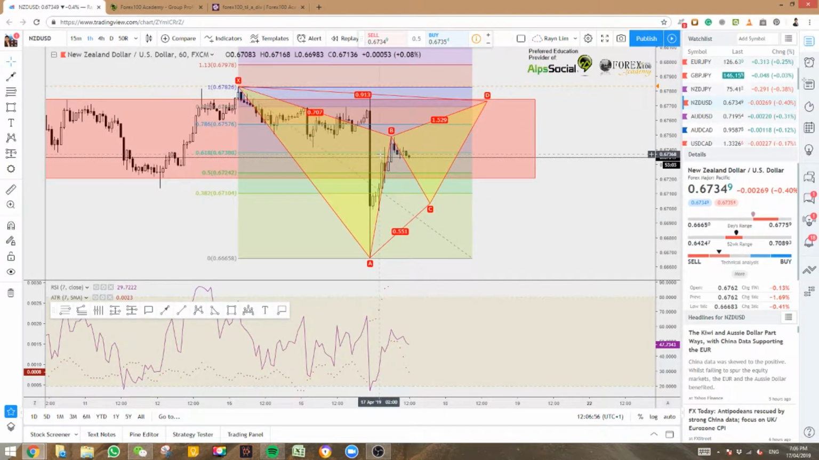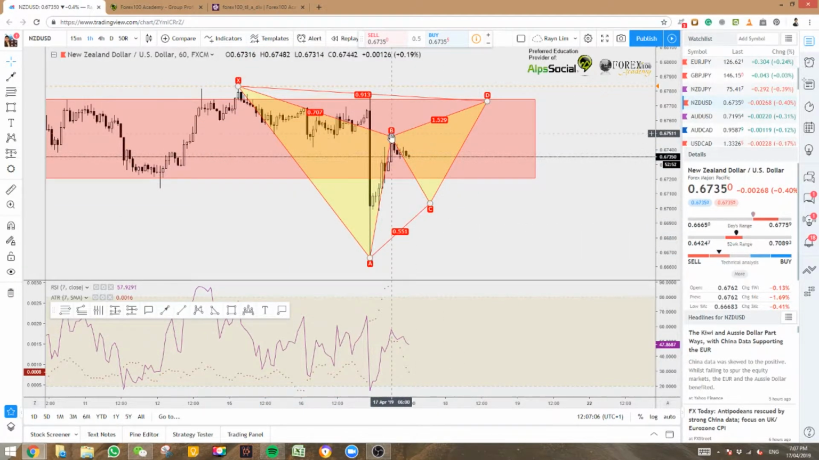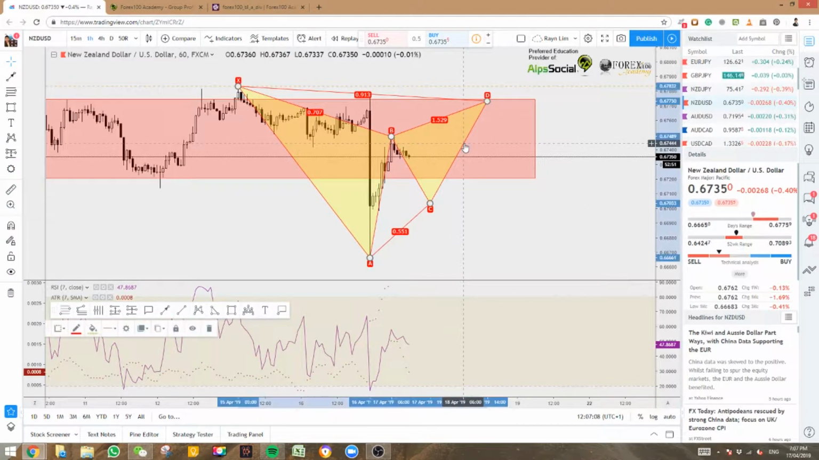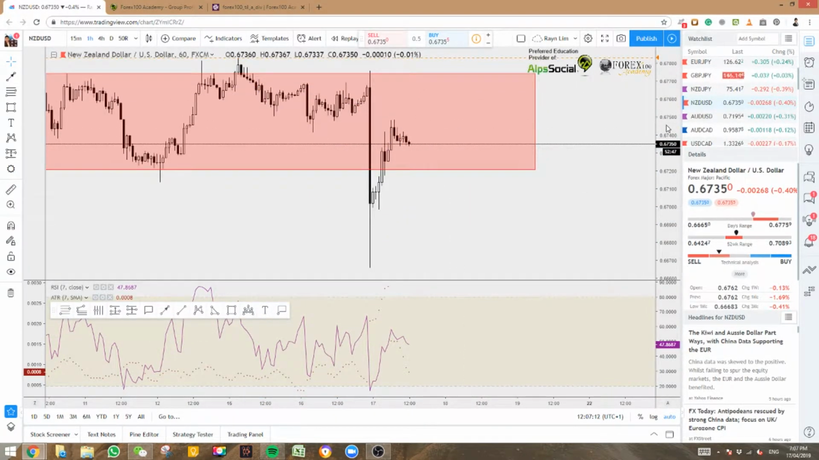Alright, so that's this pattern formation I have on New Zealand dollar. My trainer will always remind us it's still too early to tell, CF not touched, but I just want to give you an indication of what I'm looking at, so it helps you in identifying patterns, I hope.